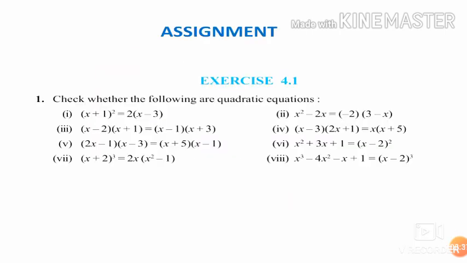This is 4.1, question number 1, out of which we have already done subparts 6 and 8. So the remaining questions are to be done neatly in your notebooks as homework.